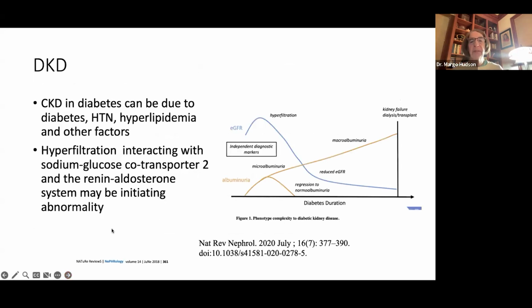So what happens? What does hyperfiltration mean? We're going to say that in CKD, hyperglycemia can contribute along with hypertension and hyperlipidemia. The hyperglycemia can cause this phase of hyperfiltration, an increase in GFR, and then over time, the GFR drops and the hyperfiltration decreases to reduced filtration. Albuminuria starts and continues to worsen as the GFR drops. The hyperfiltration will interact with the sodium glucose transporter 2 and the renin-aldosterone system to initiate the abnormalities.